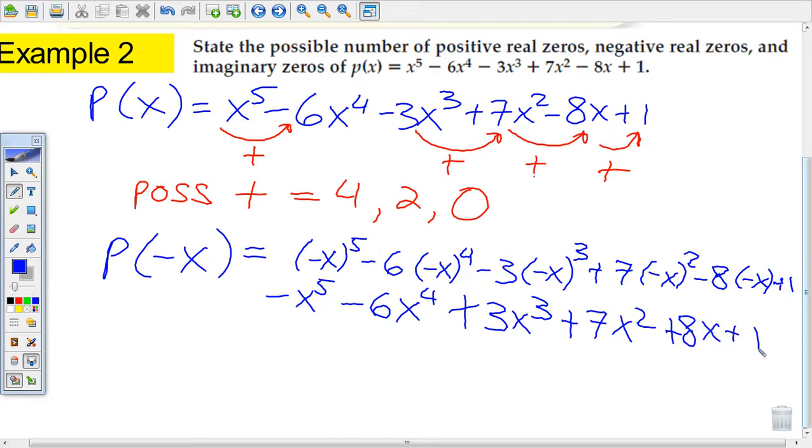Now we're going to do the exact same thing that we just did with the possible positives. We're going to find the possible negatives. Let's count them. How many sign changes are there? There's just one between the quartic and the cubic term. One. So then how many possible negatives are there? Just one. Is there another option? No, there's only one.